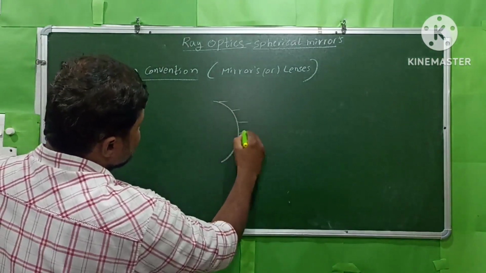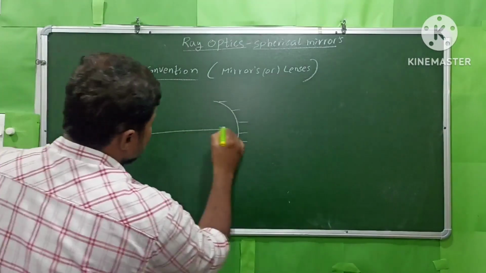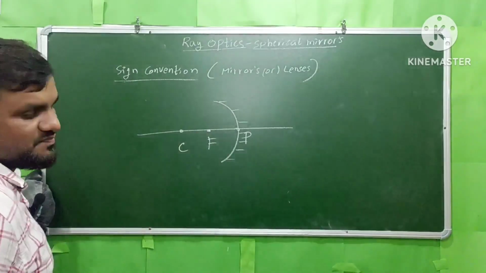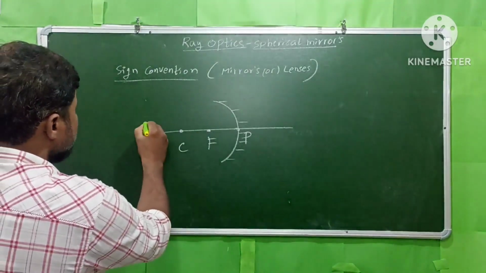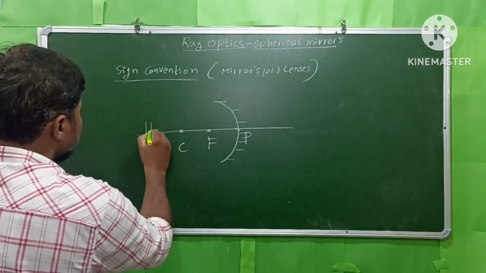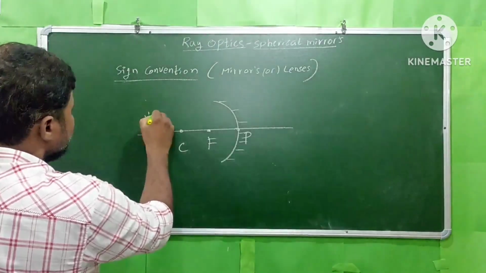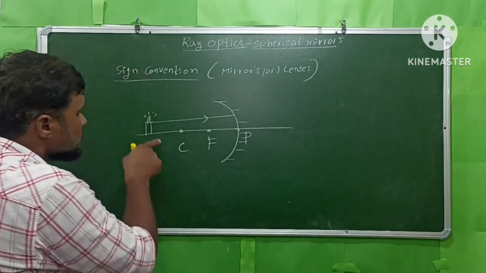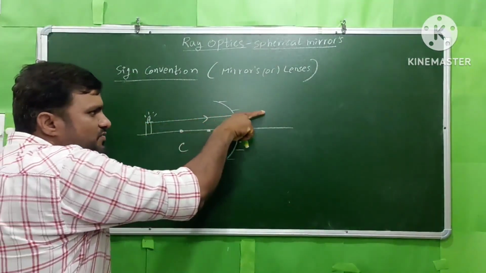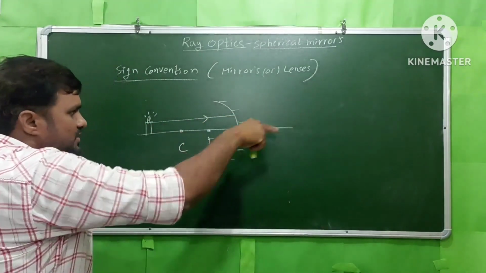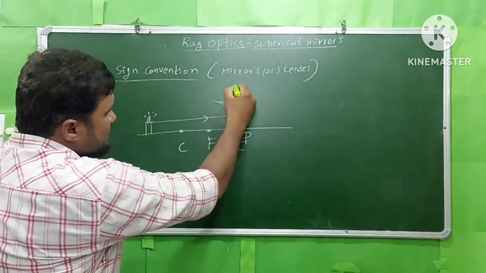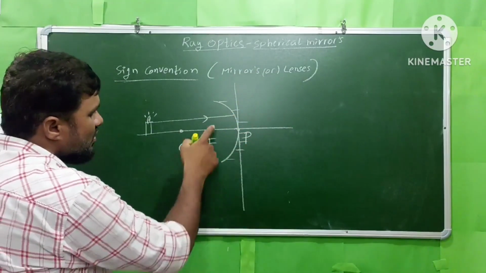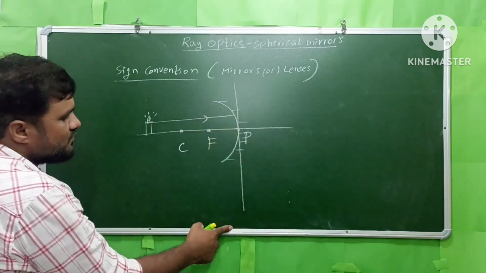Suppose I will take concave mirror: pole, focus, center of curvature. Imagine any object is here. There is an object, a candle. From the object, rays are moving this way. So these are the direction of rays propagation. Firstly, you should observe that all distances are measured from the pole.